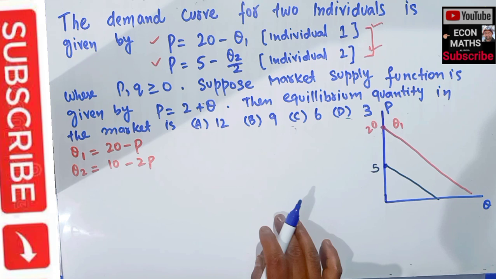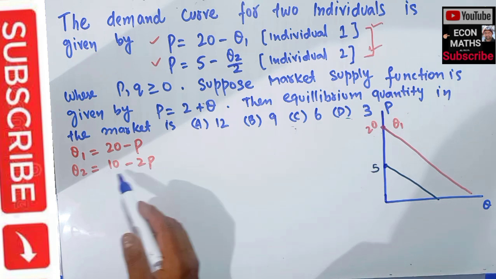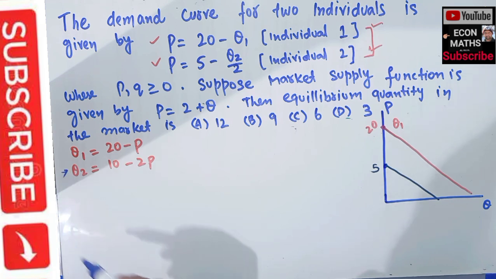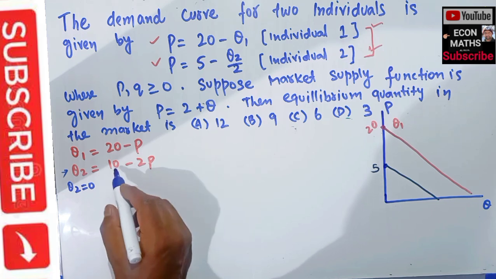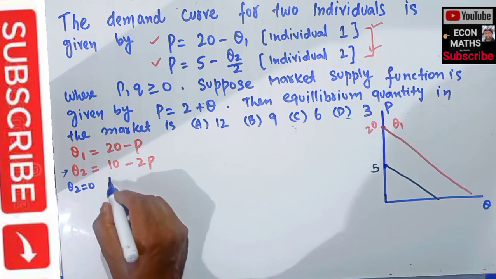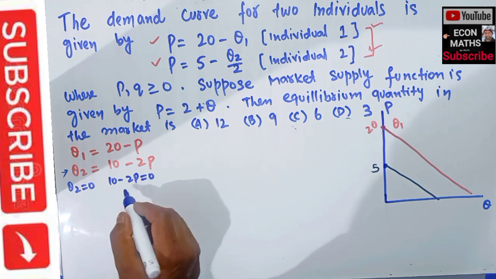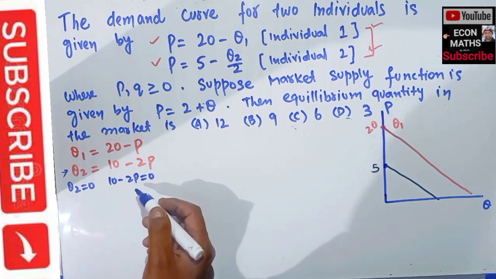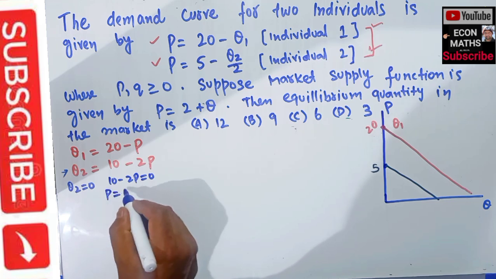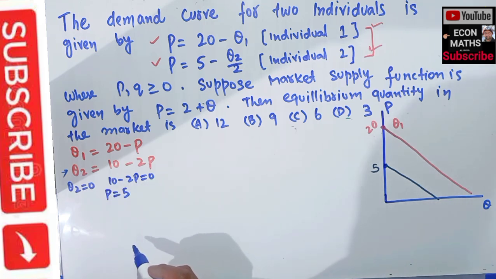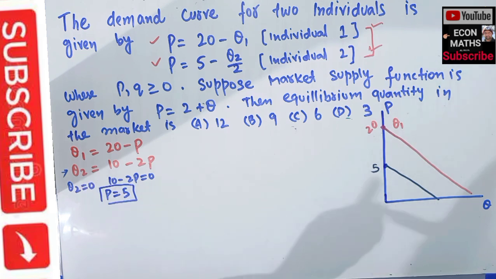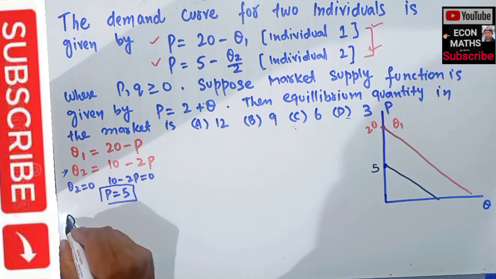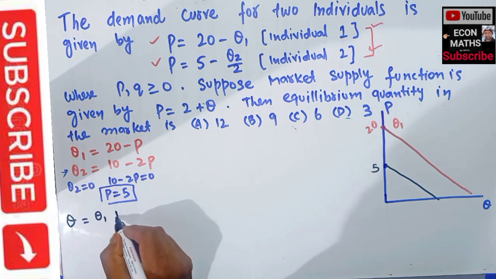Now we need to find out the market demand function. Let us see the second demand function. In this case, when q2 is equal to 0, which implies 10 minus 2p is equal to 0, which means p is equal to 5. So our quantity demanded will be equal to 0 when price is equal to 5. Then what will be our market demand function? Let's denote it by Q. Q will be equal to q1 plus q2.